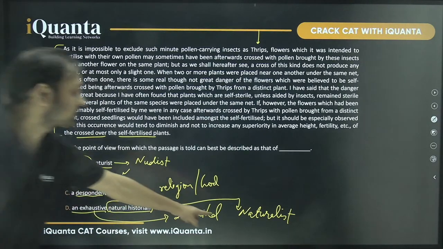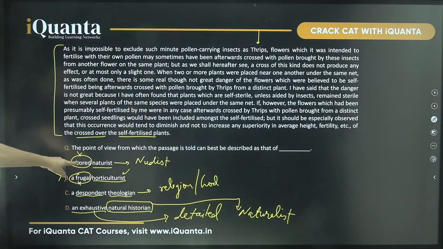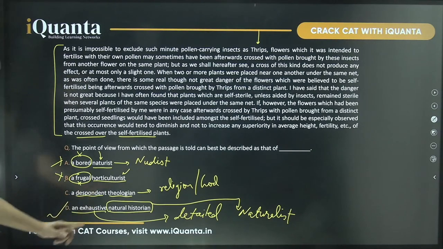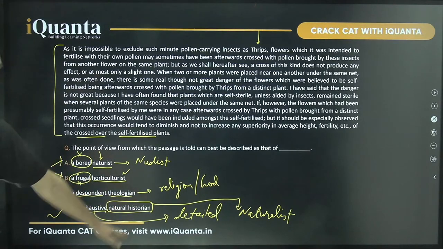So this is naturalist, this is naturist. So some of you have got confused with this word naturist. That's why you went with A, but A is not the answer. Answer is D. The author can be considered to be an exhaustive natural historian.